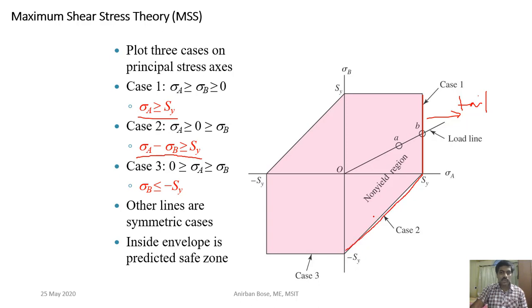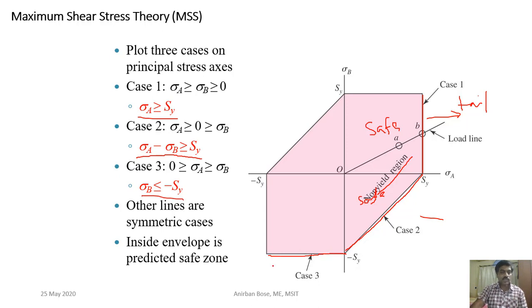Okay, so this region is the unsafe region or the failure region, and this one is the safe region. Remember, the shaded region is the safe region or non-yield region. That means it will not fail. Outside it will fail. Case 3 is this situation.